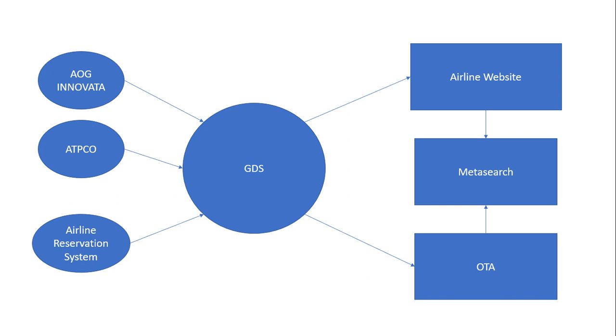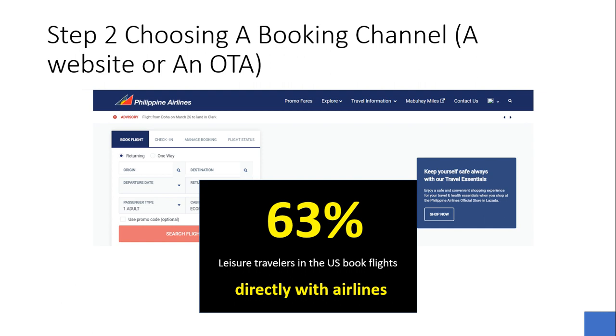So next step is channel selection or choosing a booking channel, a website, or an OTA. So ano yung pipiliin mo? Website or yung official airline website or an OTA. So dito, i-discuss natin kung ano yung mga disadvantage and advantage ng dalawang option natin na to.